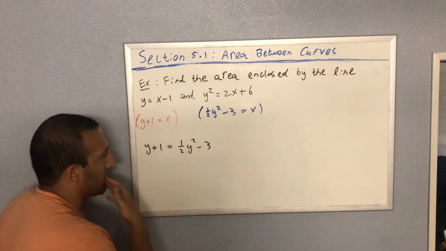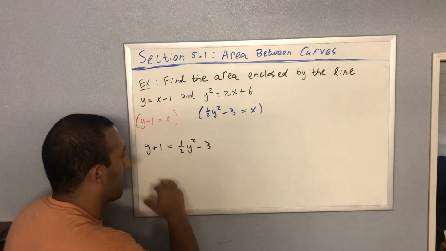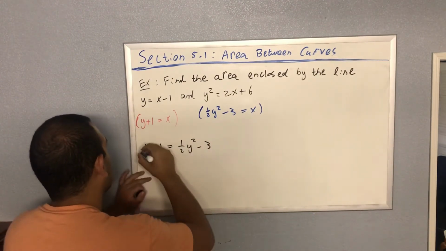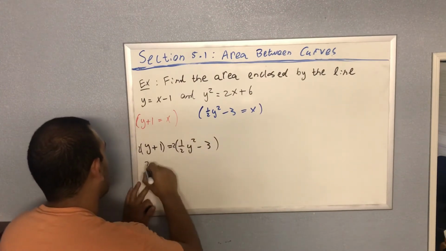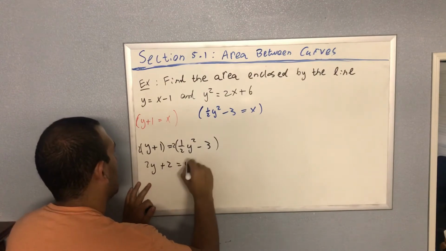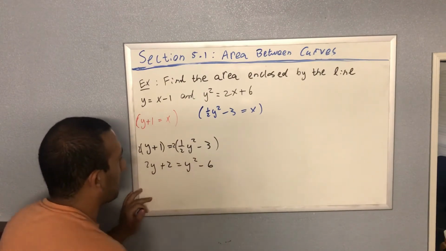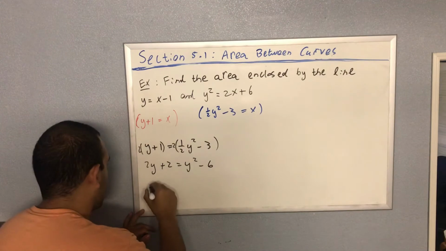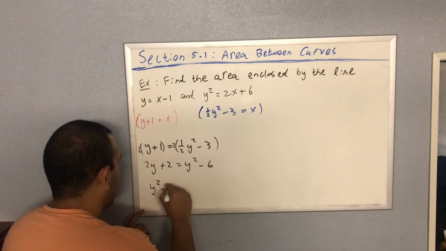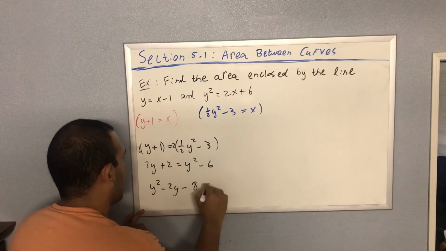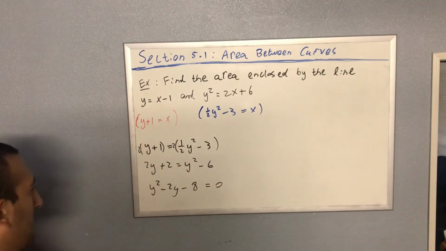Okay, and so this basically is a quadratic equation. If you want to make it easier, we can multiply both sides by 2. So then we get 2y plus 2 is y squared minus 6, and then move everything over to one side, so that we have y squared, and then minus 2y, and then minus 8 equals 0.